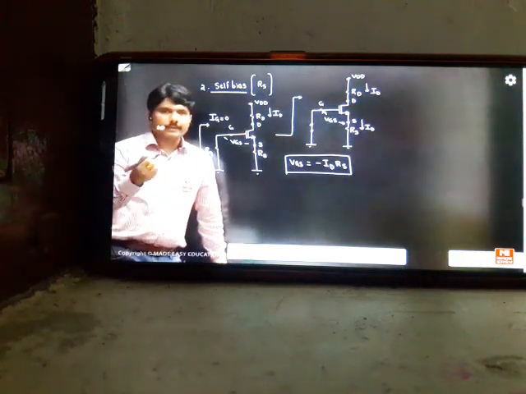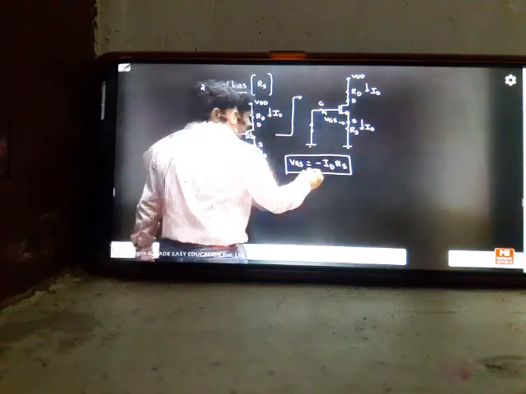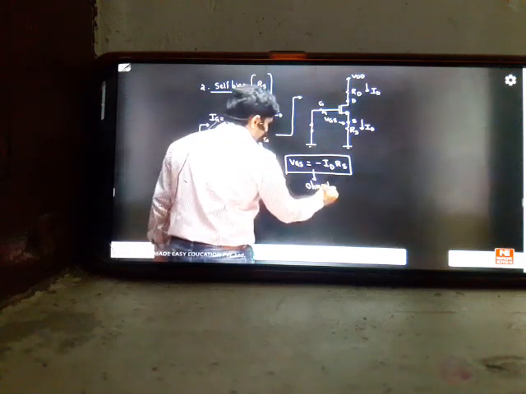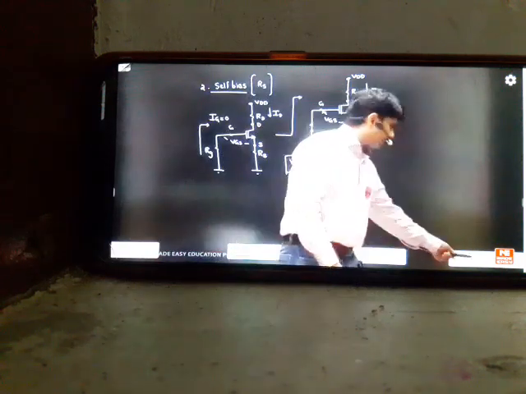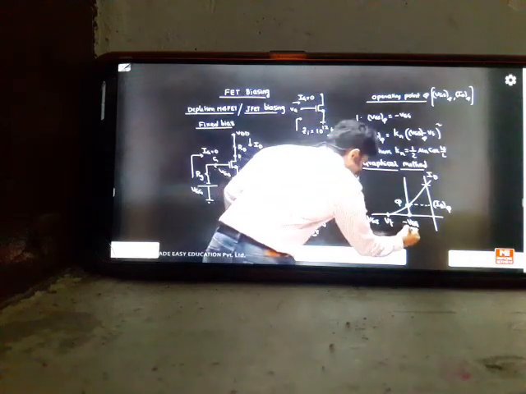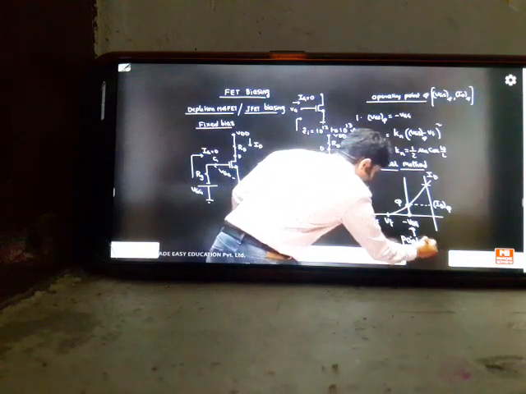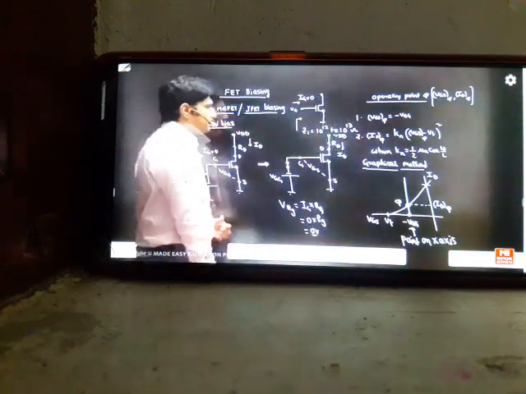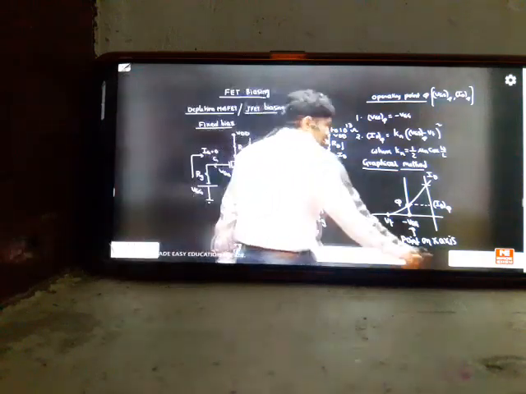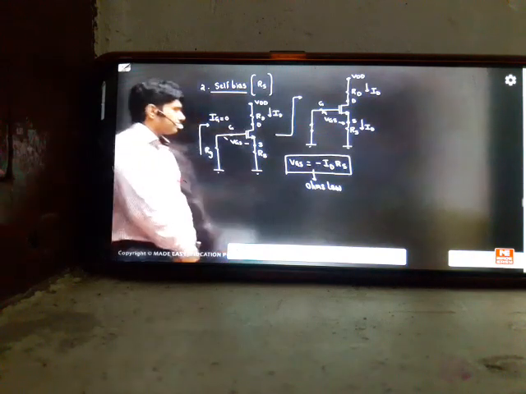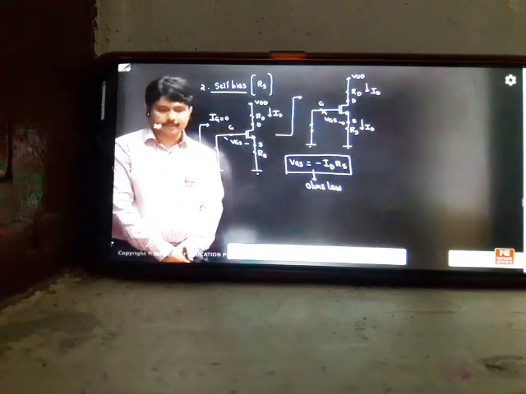So VGS will become minus ID times RS, which is looking like an Ohm's law equation. The previous one, fixed bias, is a point on the x-axis method. There is only one single point. And here it is looking like an Ohm's law relation: VGS is equal to minus ID RS.